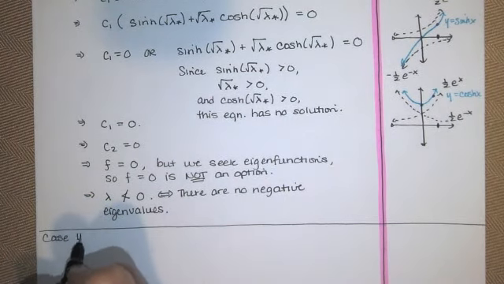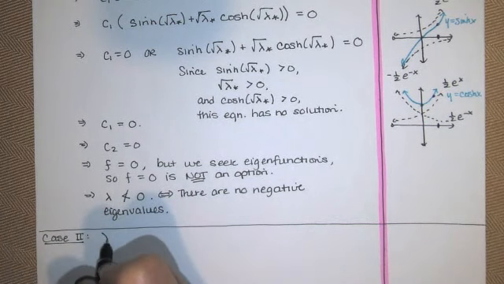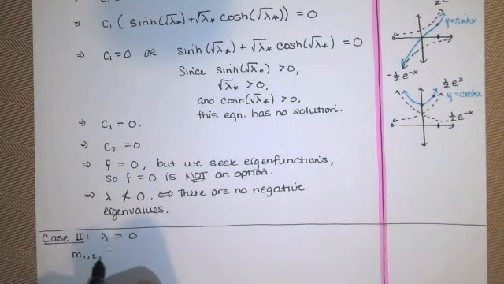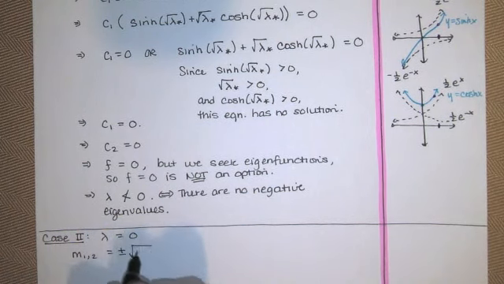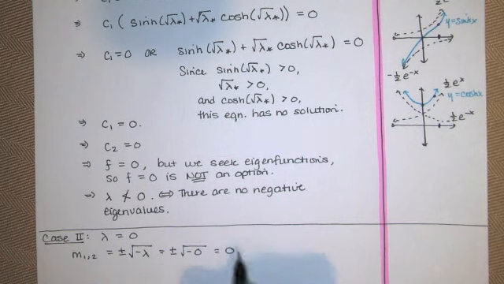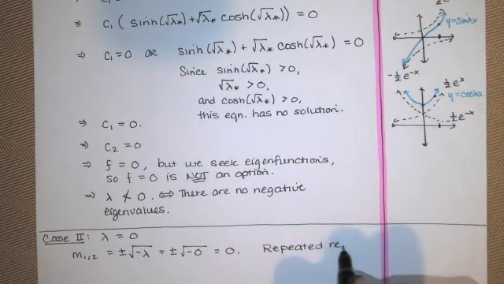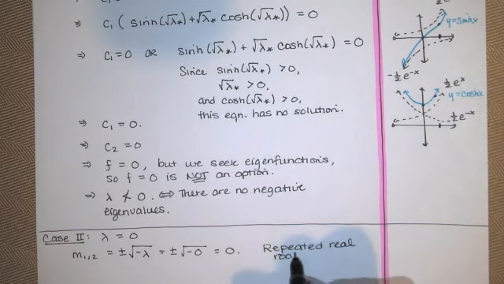The next case was when lambda was equal to 0. That's going to be our repeated real roots case. So M1 and M2 were originally plus and minus the square root of negative lambda, and lambda is 0. So we've got plus and minus the square root of the opposite of 0, which is just 0. So again, M1 and M2 are both 0, so we've got repeated real roots.